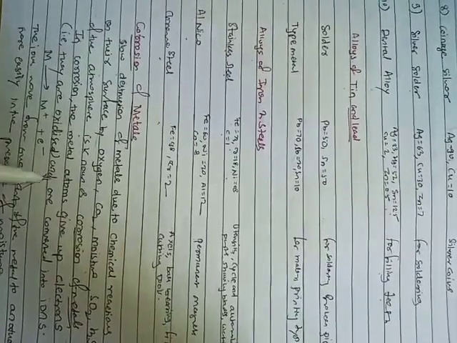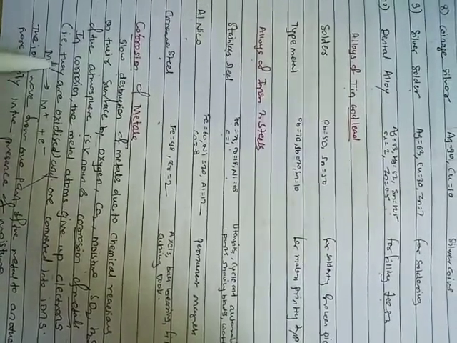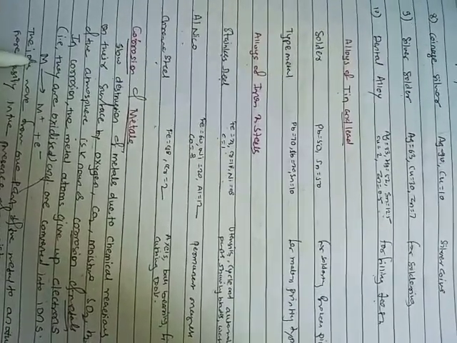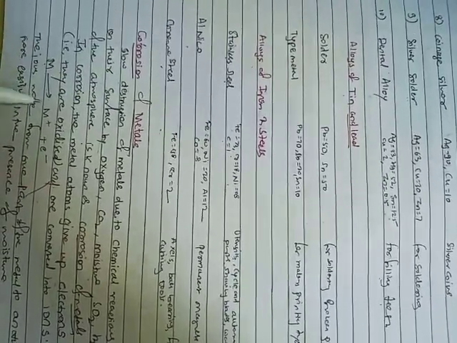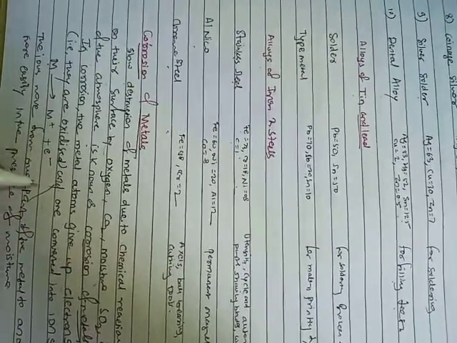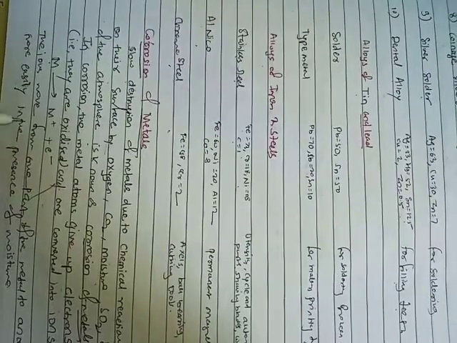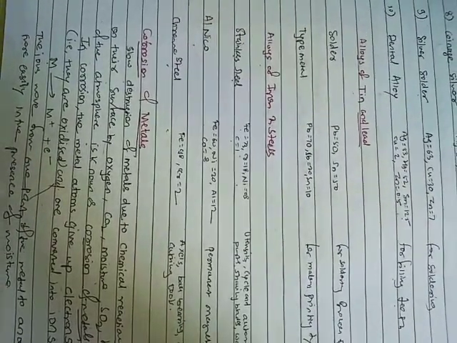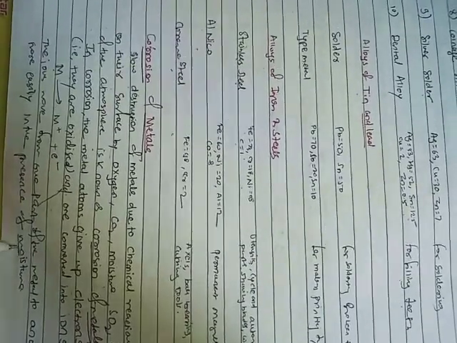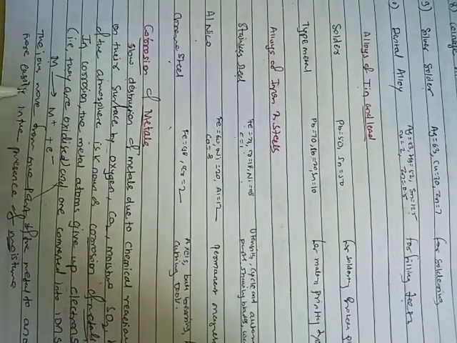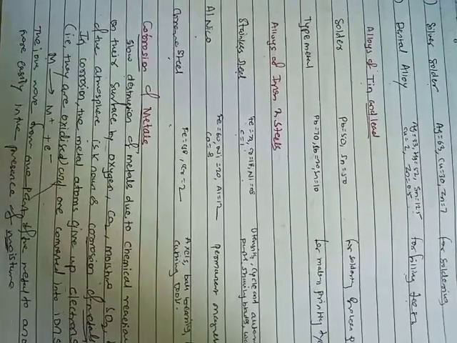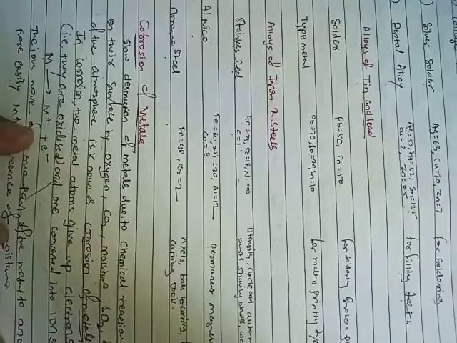In corrosion, the metal atoms give up electrons, that is, they are oxidized and converted into ions. Basically, suppose this metal gives M+ and an electron, e-, meaning they lose their electrons, or we can say they oxidize. The ions move from one part of the metal to another part more easily in the presence of moisture.